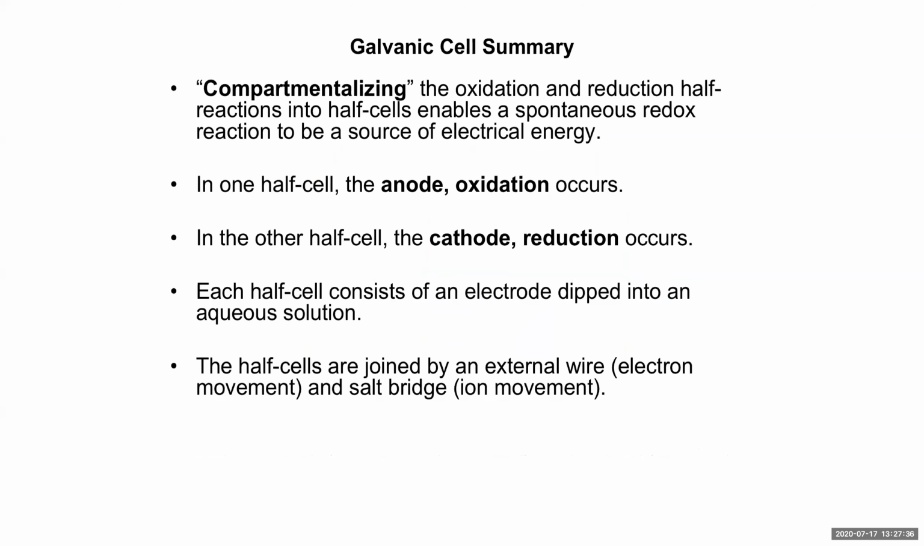So the summary of a galvanic cell, it's compartmentalizing the redox reaction, the half reactions, into separate cells. So we take each half reaction, and we put the oxidation half reaction in the anode cell, and the reduction half reaction in the cathode cell.